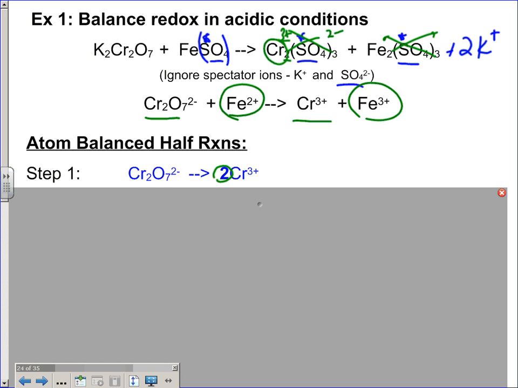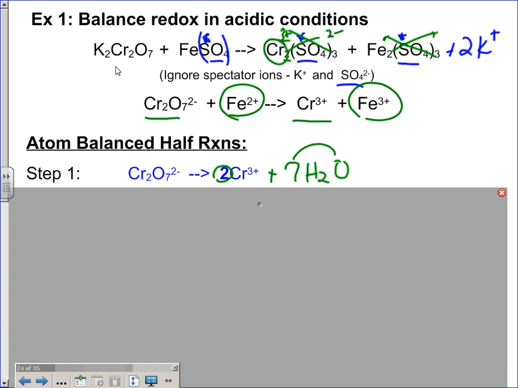I have 7 O's on this side. I have 0 O's on this side. So how many waters do I need to add to the right side? 7. Okay, even though I'm adding 7 waters, I'm technically adding 7 oxygens because there's a coefficient of 7 and a subscript of 1. Now I've got a lot of H's on the product side. I need to add them to the reactant side.